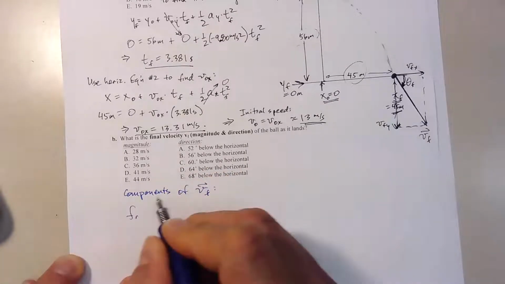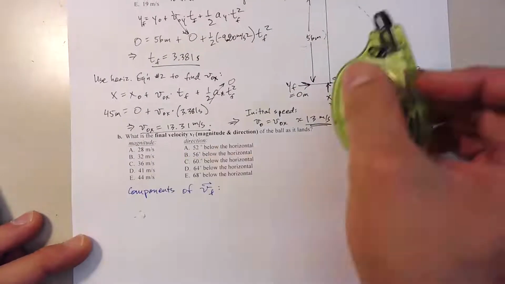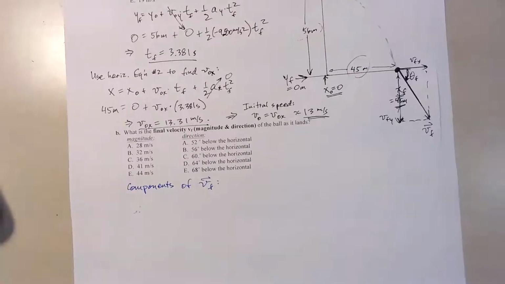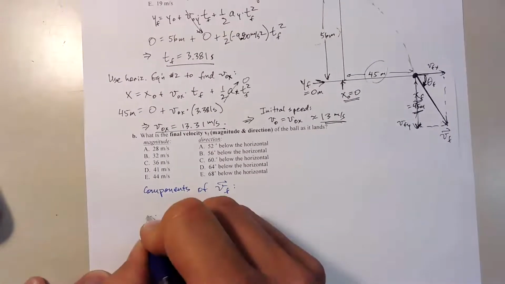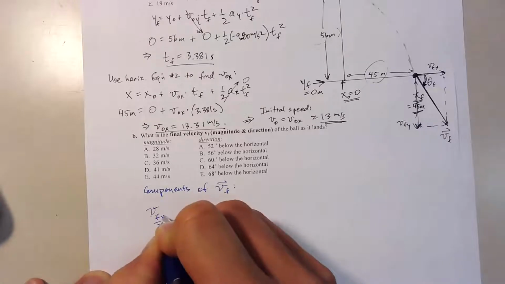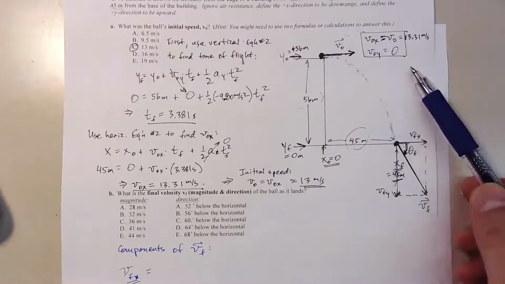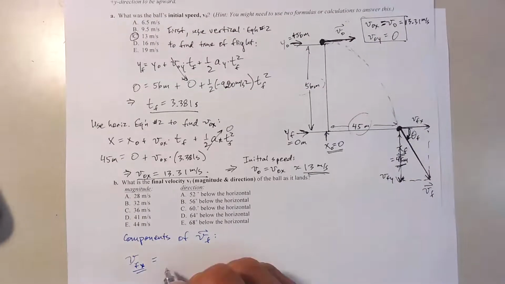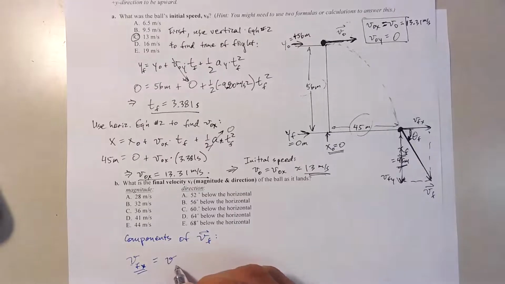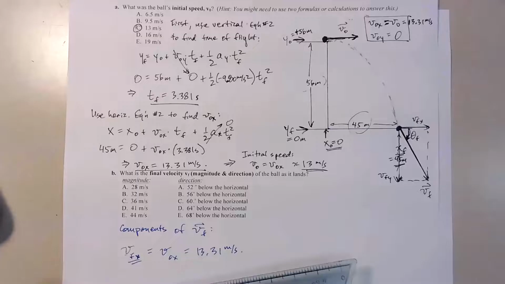Okay, so first, let's do the horizontal component. That always tends to be the easiest because there's no gravity in that direction. So V final x, we know that at all later times Vx is always equal to what it was at launch, right? There's no acceleration in the horizontal direction. So V final x is equal to V naught x, so that's just equal to 13.31 meters per second. Done. That was fast.